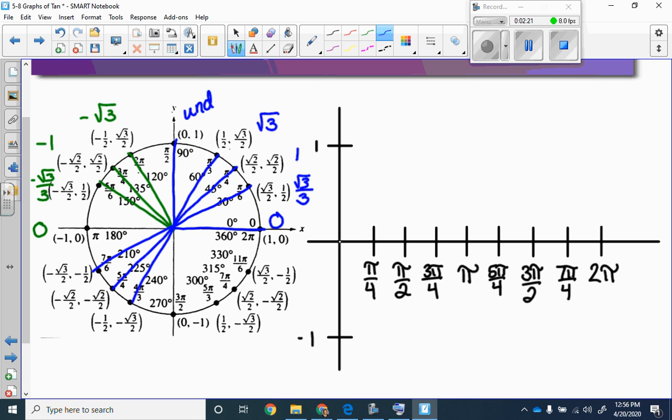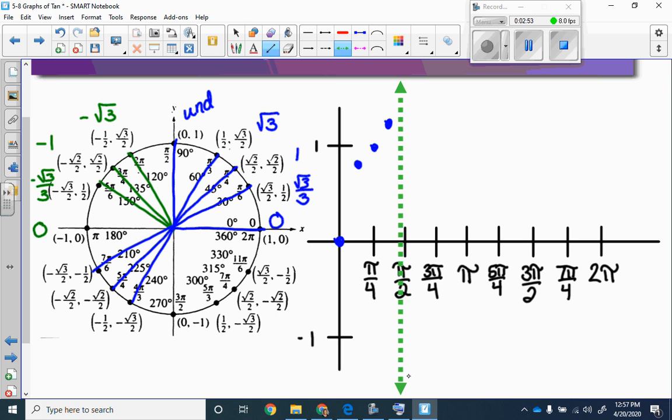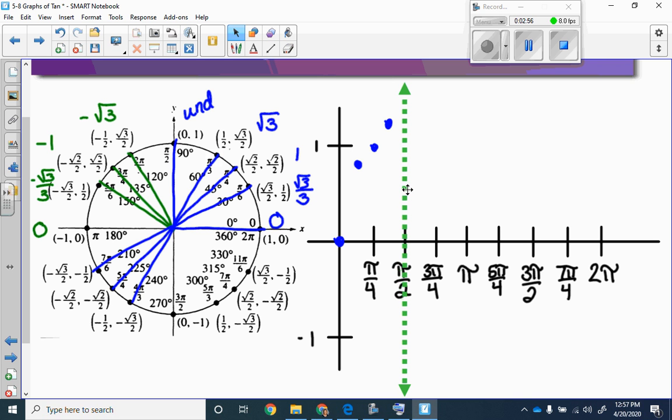So the tangent at 0 is 0. The tangent of pi over 6, square root of 3 over 3, is a little less than 1, so we're going to go over here. Tangent at pi over 4 is 1. And then the square root of 3 is greater than 1. And then all of a sudden at 90 degrees, or at pi over 2, it's undefined. So what are we going to do at undefined values? Well, that's where we're going to throw in an asymptote, because at pi over 2 we are not going to have any sort of solution there.